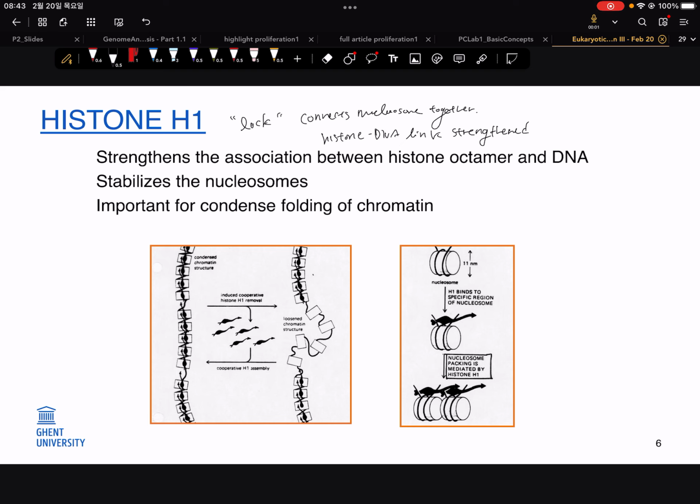The more H1 you have, the more condensed your chromatin is. And to keep that connection very close, very compact, histone 1 is very important. So you can also detect the heterochromatin versus euchromatin states of the chromatin just by checking how much histone 1 do I have, and the more you have, the more likely it's heterochromatin.